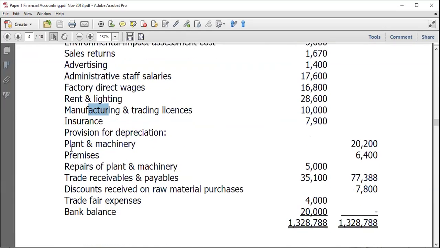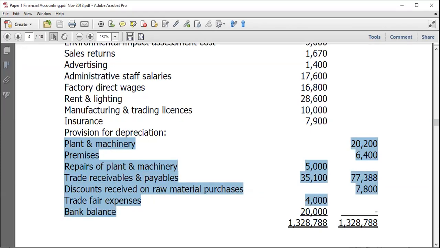Okay, we have repairs of plant and machinery right there, discounts and so on. So we have different ones, but at least each of them has a calculation towards it. Apart from what I see, these repairs of plant and machinery, this one doesn't have a calculation.